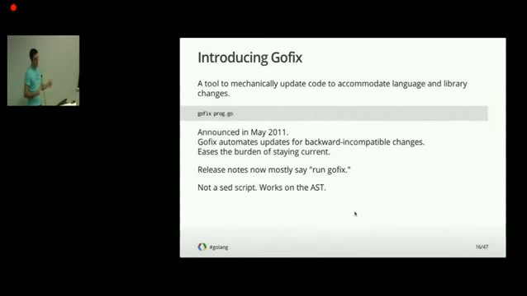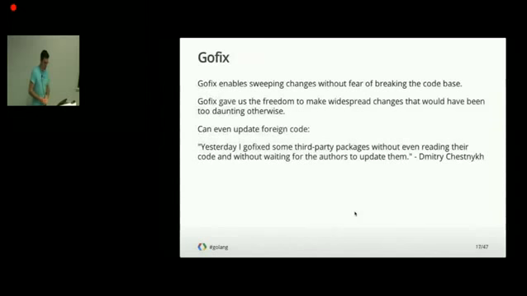We introduced a tool called GoFix, which automatically makes changes to Go code to accommodate changes to the language and changes to the libraries. And we announced that a couple of months after announcing the release process. The release notes now mostly said this, that, and that changed, but don't worry about it, just run GoFix. And most of the time it just worked. There are some cases where it didn't quite work. The important part is that it's not a sed script. It's not something that's textual search and replace. It was actually a syntactically aware source rewriting program.